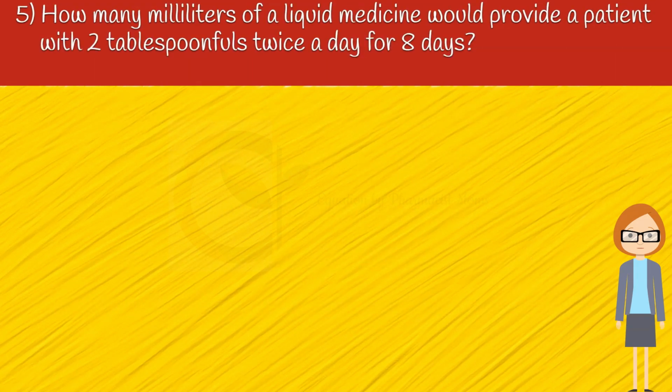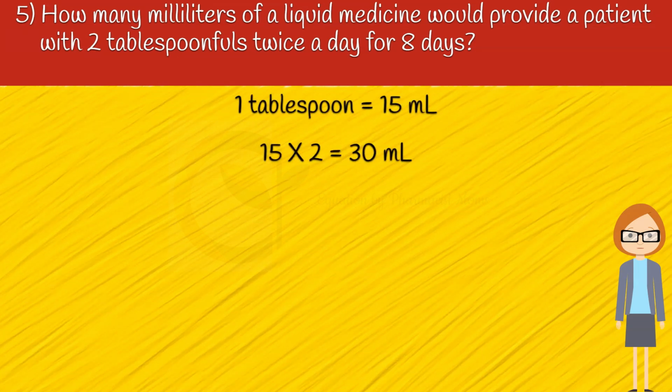Question 5. How many milliliters of a liquid medicine would provide a patient with 2 tablespoonfuls twice a day for 8 days? To calculate the total volume of liquid medicine needed, we first need to determine the volume of each dose and then multiply it by the total number of doses. 1 tablespoon is approximately equal to 15 milliliters.